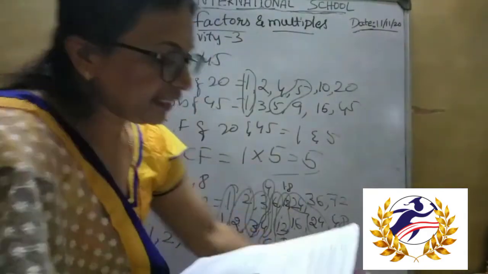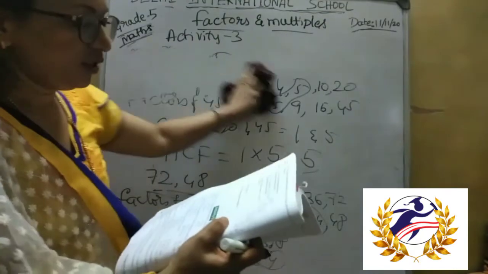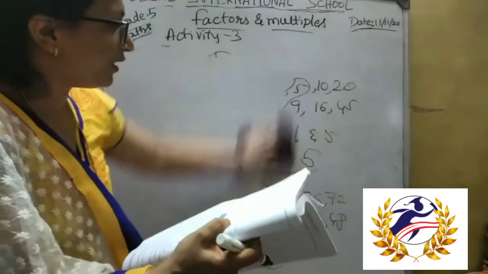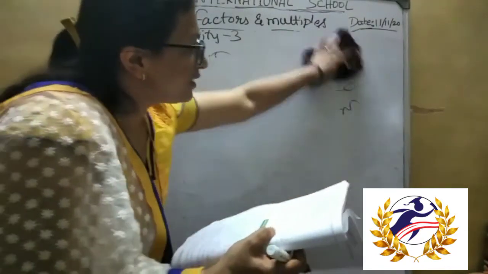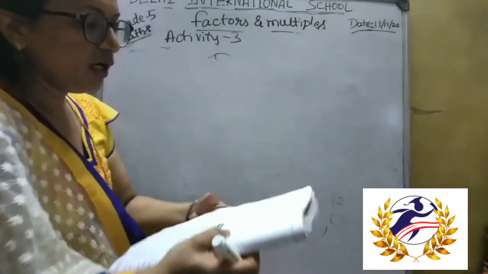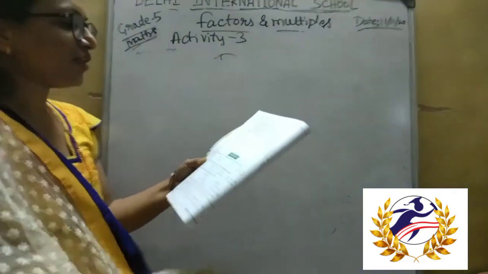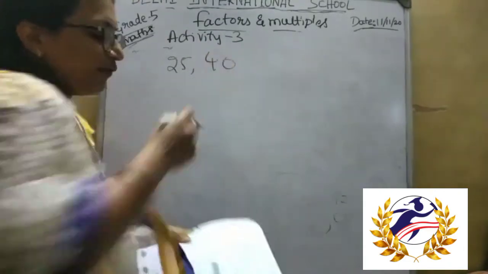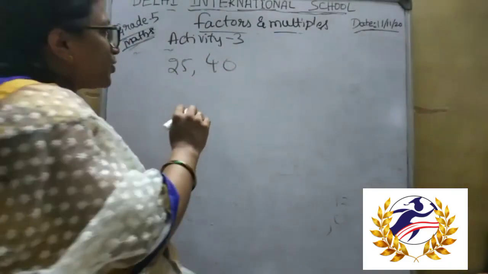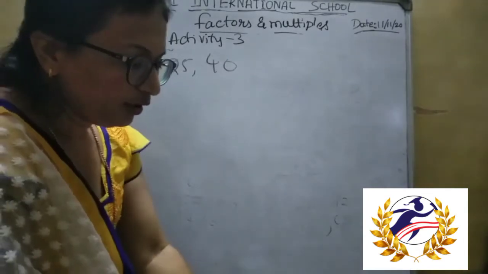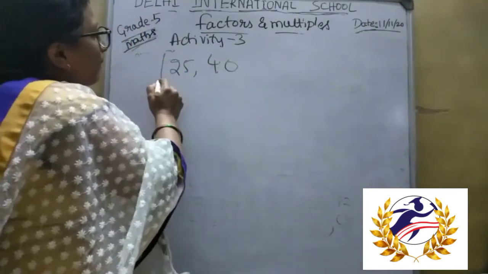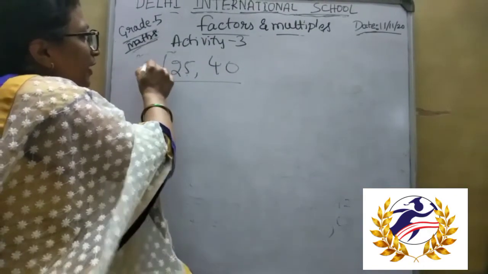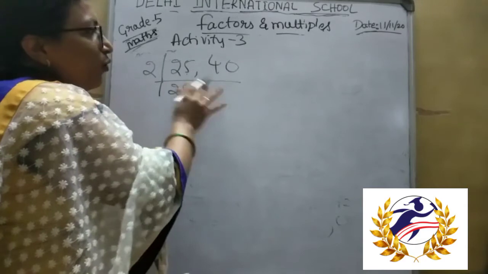So then in the next main, find the HCF of the following numbers by the prime factorization method. So 25 and 40, taking the prime factorization. The ending number is 5, isn't it? So I will go with 2; 25 does not go with it, so write it as it is.